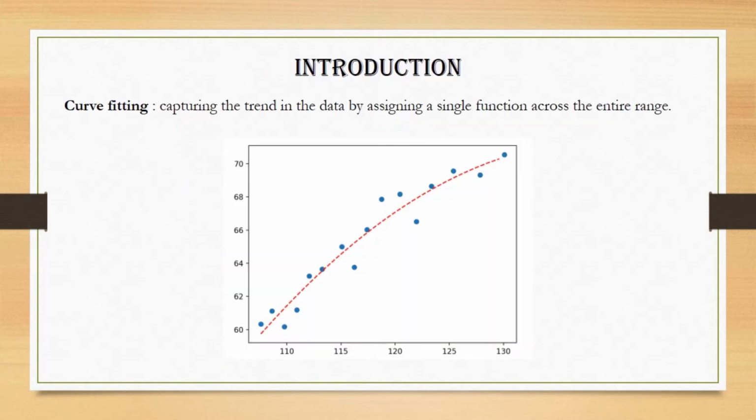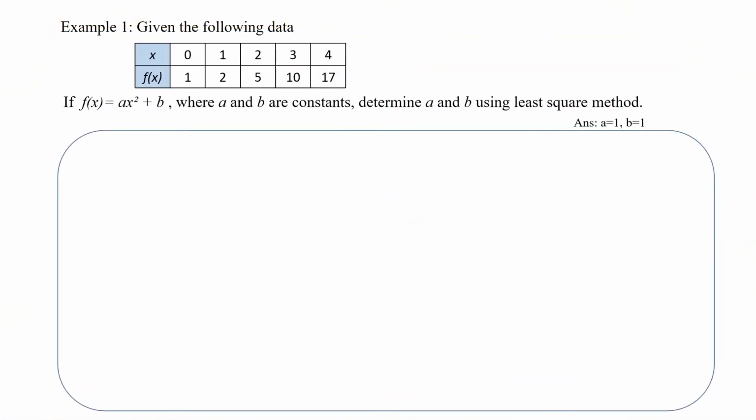Curve fitting is to capture the trend in the data by assigning a single function across the entire range. As we can see from the graph, this is the best curve that represents our data, and different from interpolation, the curve produced might not visit every data point in the graph. Now we proceed to the first example.